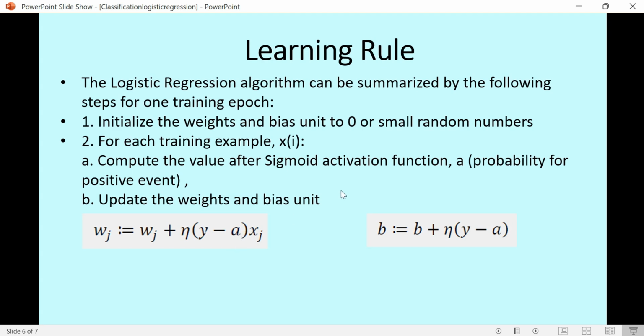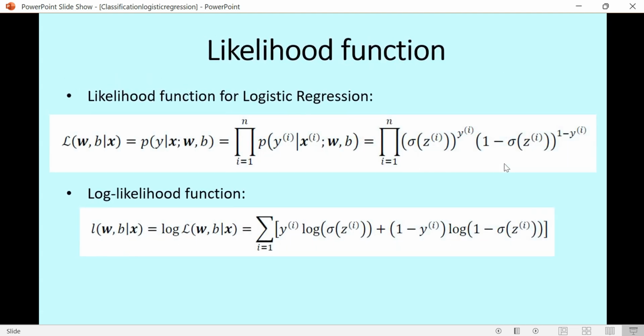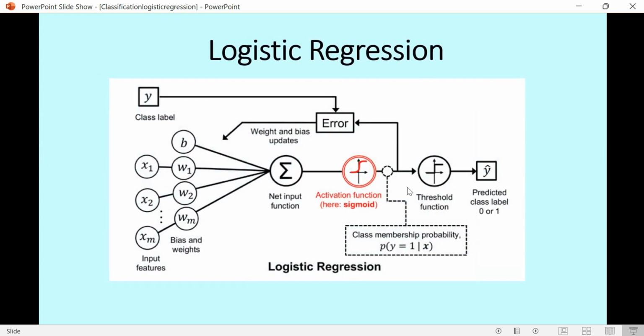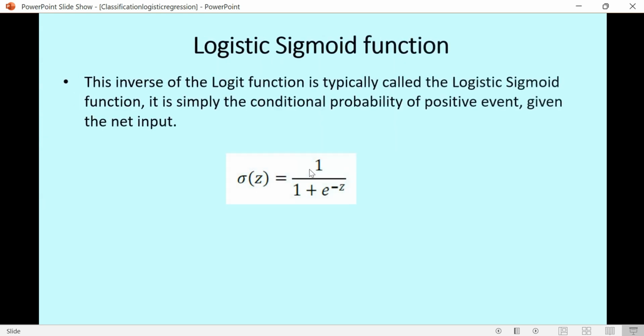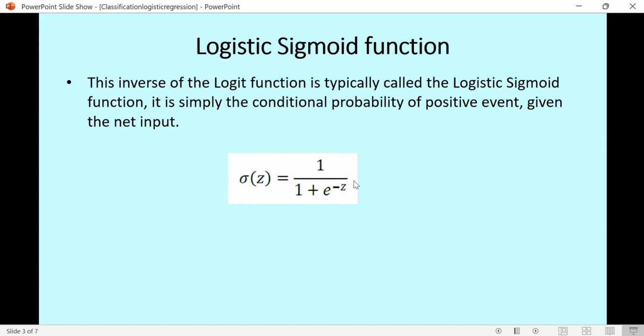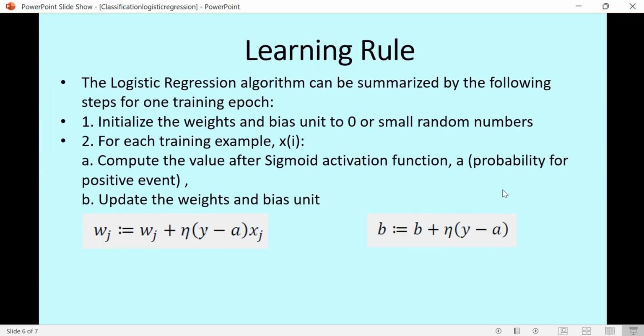So this is A. A is actually the sigmoid function's result. This is A equals sigma of Z. So we calculate each observation's probability for the positive event, then compare it with the corresponding value y, and there is the error. Then times the feature, then times the learning rate, a very small number, to update the weight.